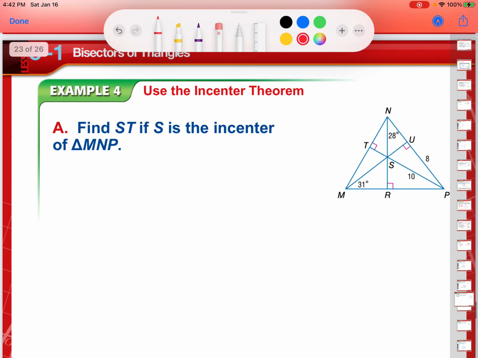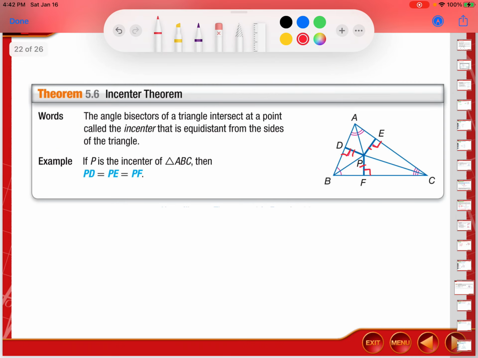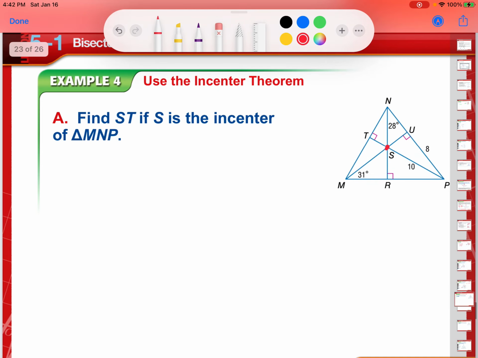All right? So, onward we go. Find ST if S is the incenter. So if S is the incenter, oh, hang on, did we skip something here? No, we didn't. We're good. Okay. So find ST if S is the incenter of MNP. Okay, so S is the incenter, which means that ST, SU, and SR are all congruent.